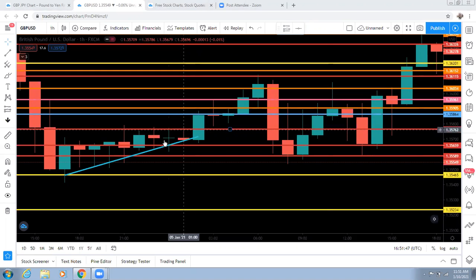Would you have gotten out there? Here, I would have gotten out as soon as it got to here, okay, because this is a level. I trade from level to level, from this level to that level. That's why I mark the trade up ahead of time. That's why I mark the zones up ahead of time.